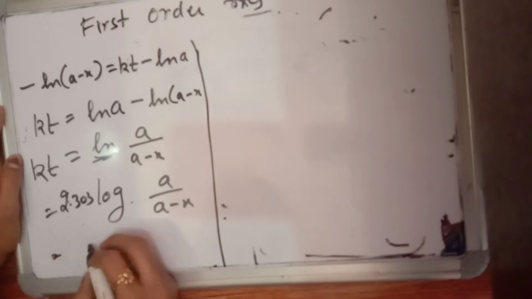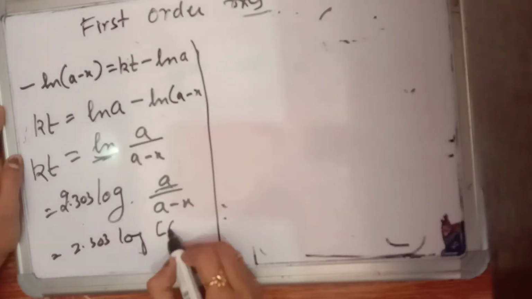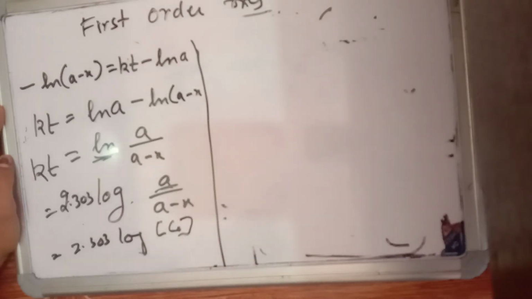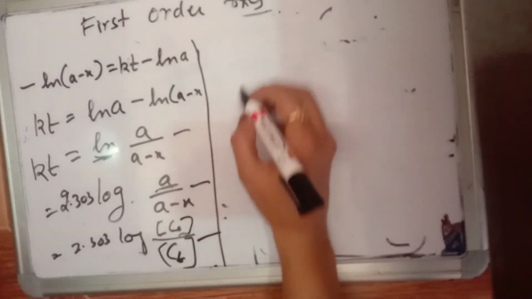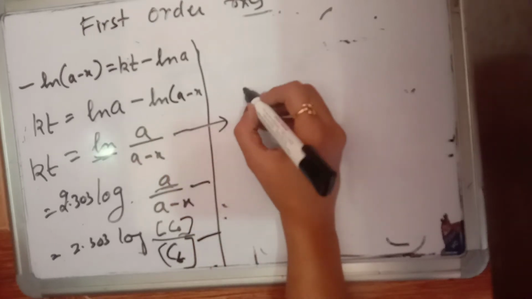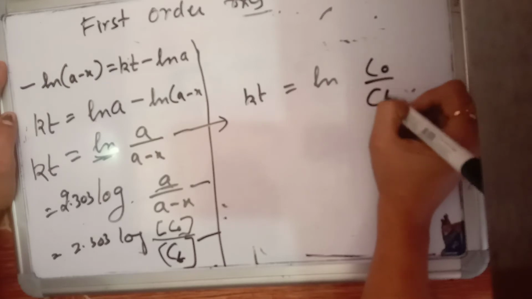Or we can write it as 2.303 log A upon A minus x, where A is initial concentration. So we can write C naught, concentration at time 0, and A minus x is concentration at time t. So we can write it as Ct. So these three are rate law expressions for first order reaction. Now coming to characteristics of first order reaction. Now first characteristic is, see, I can write this equation as Kt is equal to log C naught upon Ct.